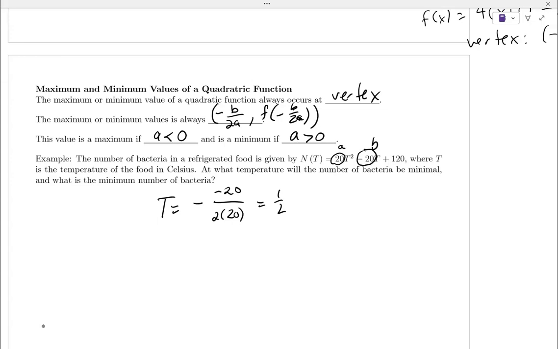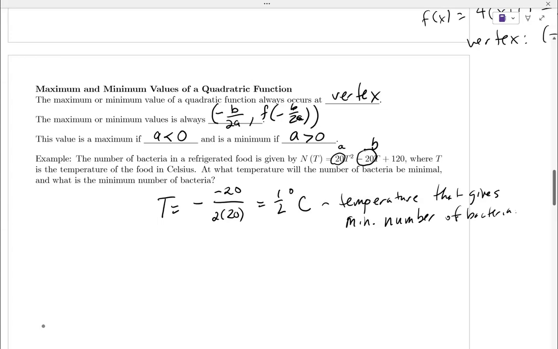Half what? What units are on that? It's a temperature, and it says the temperature here is in Celsius, right? So this is a half a degree Celsius. So this is the temperature that gives the minimum number of bacteria. That's the x coordinate, right? We know when we do minus b over 2a, it gives us the x-coordinate of the vertex. We've already established that the x-coordinate is what's giving us the temperature. Okay?